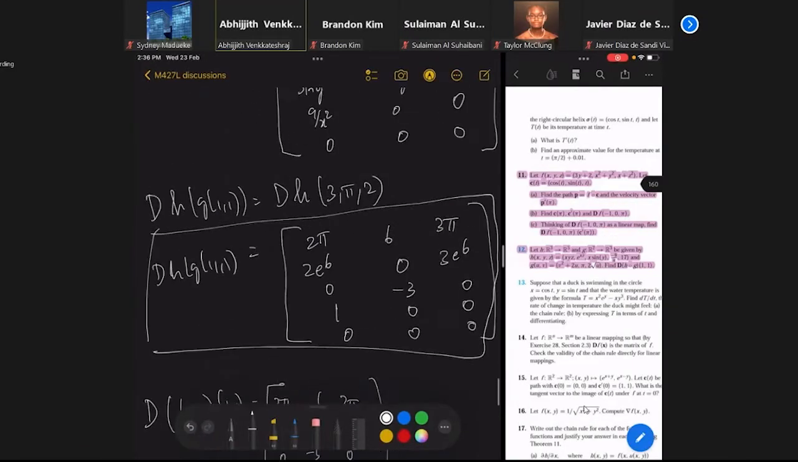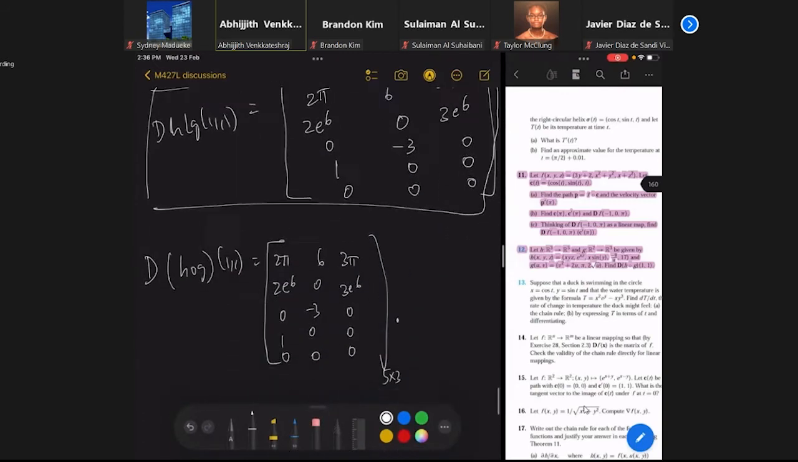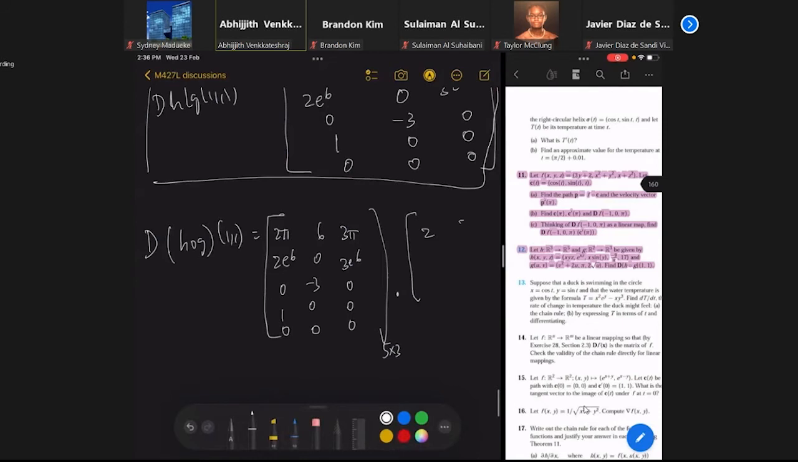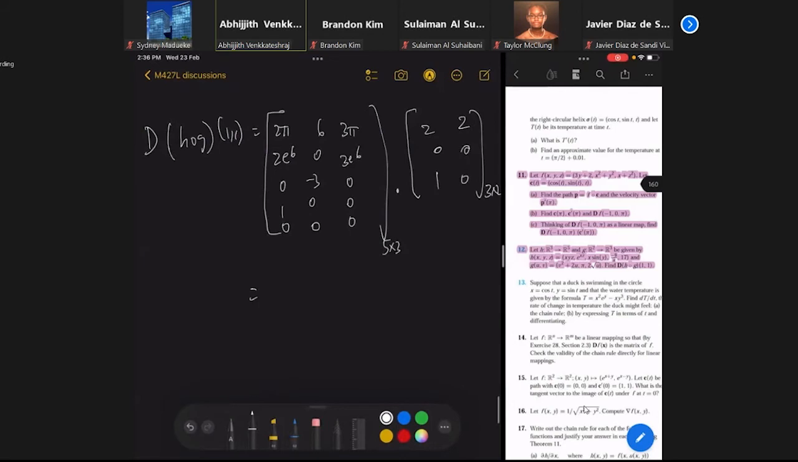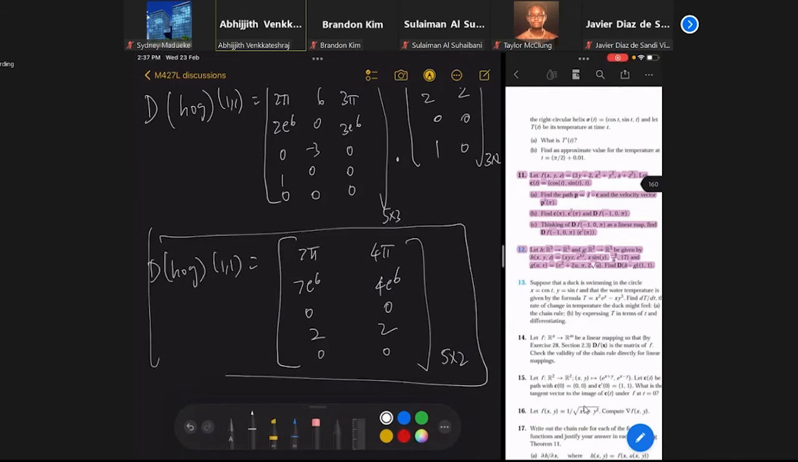the matrix, and I'm multiplying it with a 3 cross 2 matrix, which is 2 2 0 0 1 0, 3 cross 2. So the final matrix is going to be a 5 cross 2 matrix, which is 7 pi, 4 pi, 7 e power 6, 4 e power 6, 0 0 2 2 0 0. That's your final answer.